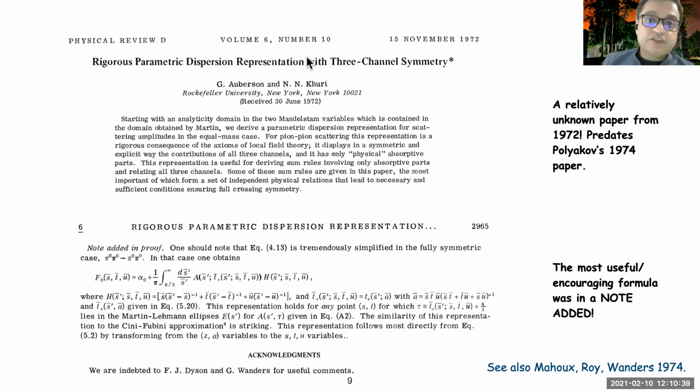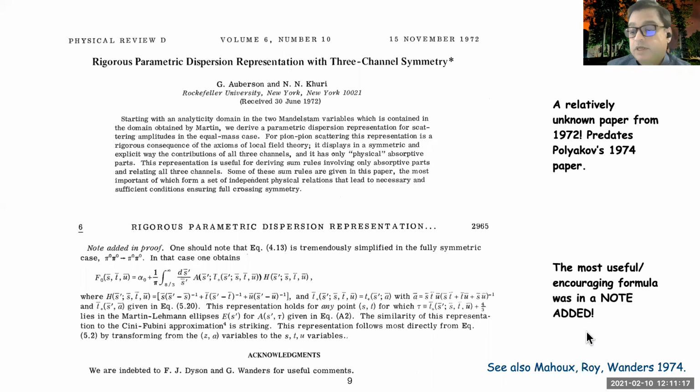If you open this paper and read it, it has encouraging statements, but if you look at the formulas, none of them will strike you as something spectacularly useful. The reason is that the most useful or encouraging formula in this paper was in a note added. I guess Oberson and Khoury worked very hard, and it's a beautiful paper from the perspective of mathematical physics. They realized that, for the totally crossing symmetric case, the final representation can be simplified enormously.